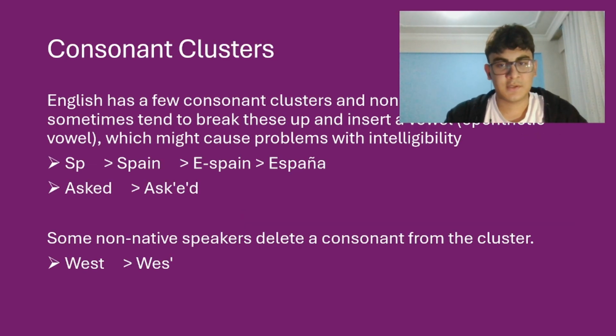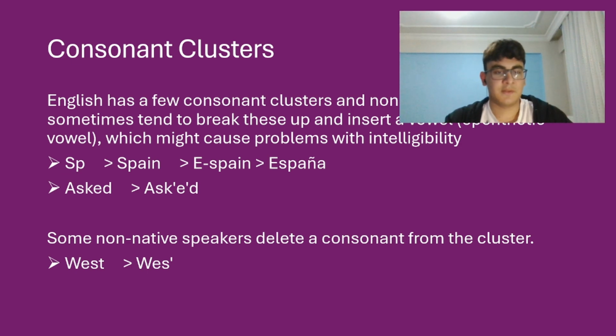English has a few consonant clusters, and non-native speakers sometimes tend to break these up and insert an additional vowel, which we call epenthetic vowels. That causes problems with intelligibility. The sound SP in English, which we use in words like Spain, is sometimes pronounced by Spanish speakers as Espain, which originates from the way they say the word España in Spanish.